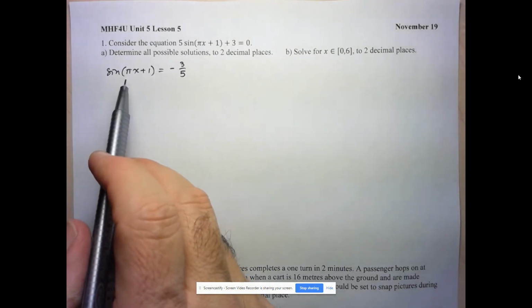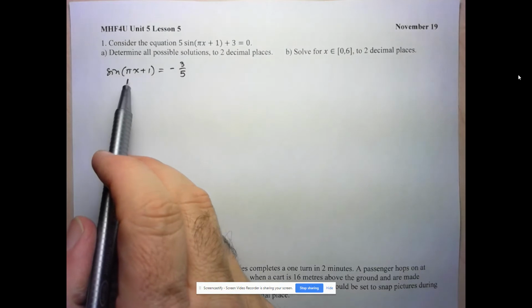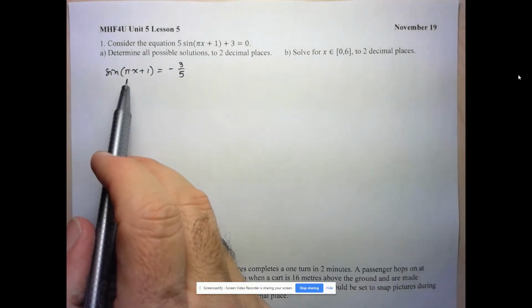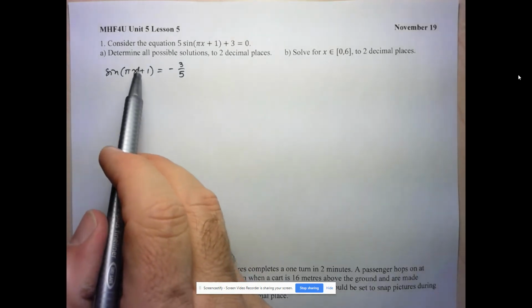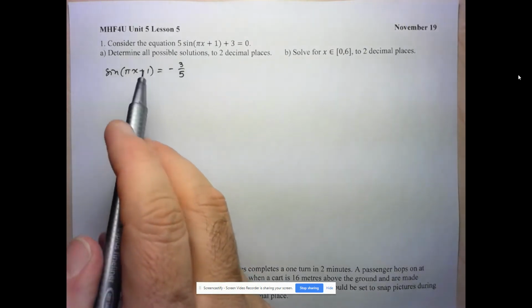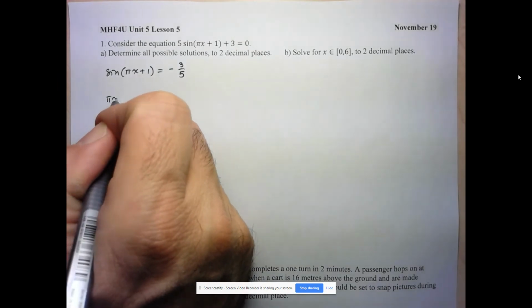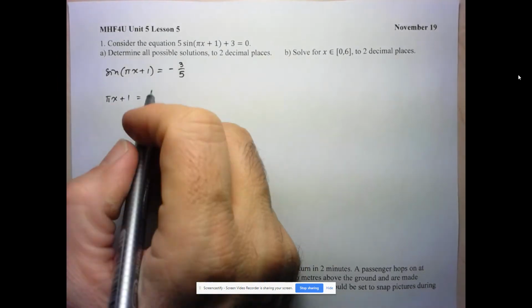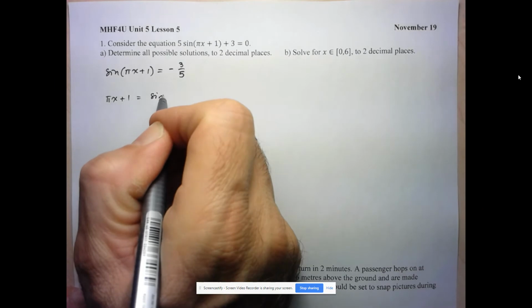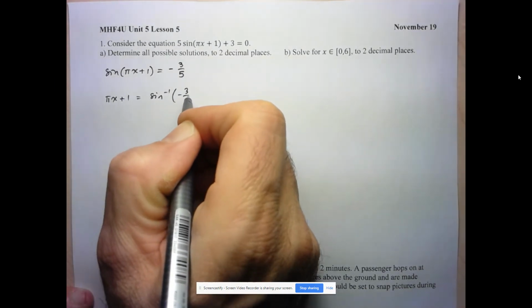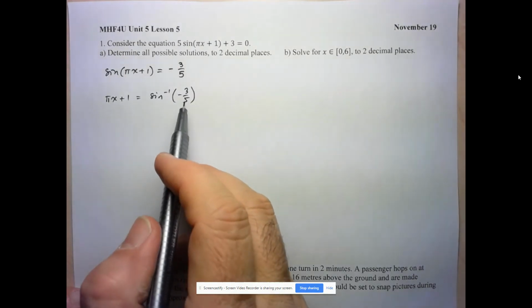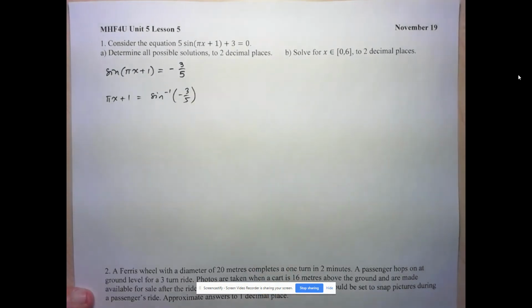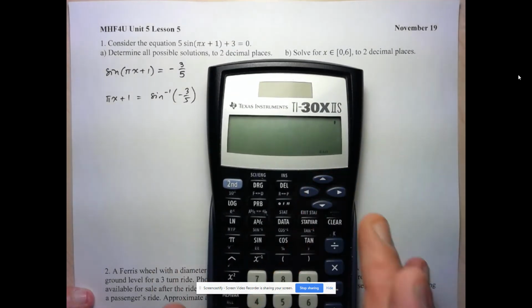But I can determine one possible solution by using my inverse sine function. If I take the inverse sine function of both sides of the equation, it's going to isolate the input here. It's going to give me pi x plus 1, and that's just going to be equal to sine inverse of negative 3 over 5. Now negative 3 over 5 clearly does not correspond to a special angle, so this is where we're going to use our calculator to approximate.